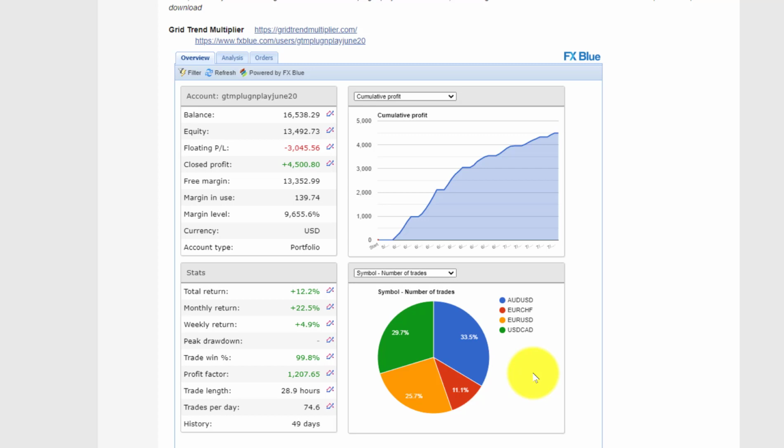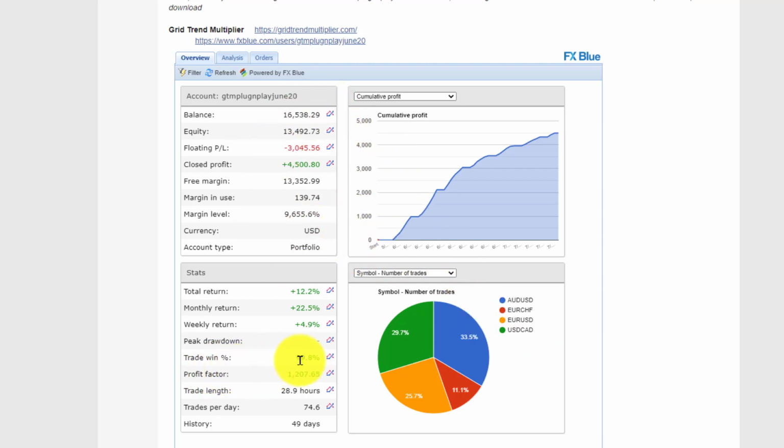So if you purchase the GTM plug and play version, all you have to do is select the currency you want to trade and the strategy you want to trade, and away you go. There's nothing else to be done. Now let's have a look at the results in a little bit more detail.